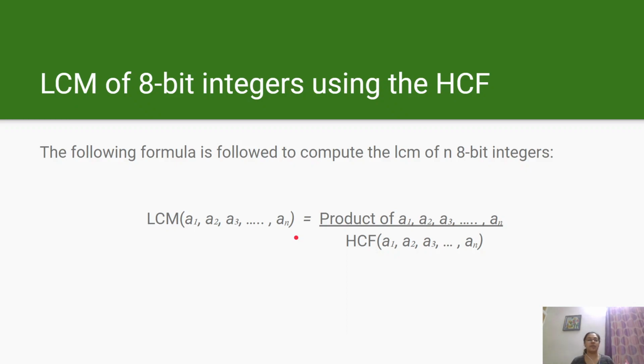As said earlier, we'll be discussing two unique methods to calculate the LCM of 8-bit integers. We've discussed the first method just now. The second method is by using the HCF. So if you're doing some computations in a high-level programming language like Python or Java, the formula that you would mostly be using to calculate the LCM is the product of all those integers divided by the HCF of those integers. So now we'll be computing the LCM of n-bit integers by using this particular formula discussed here.